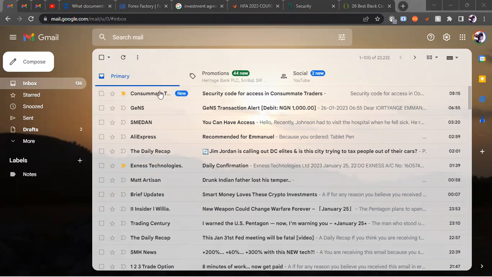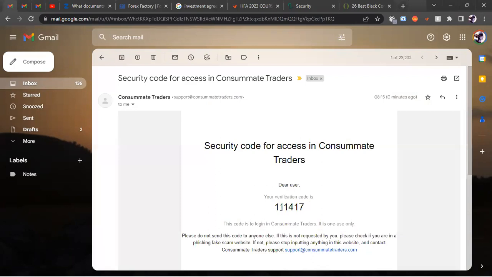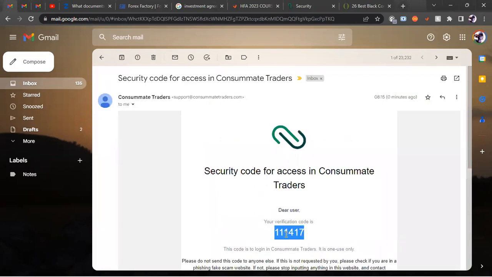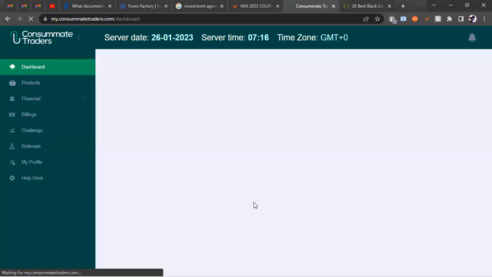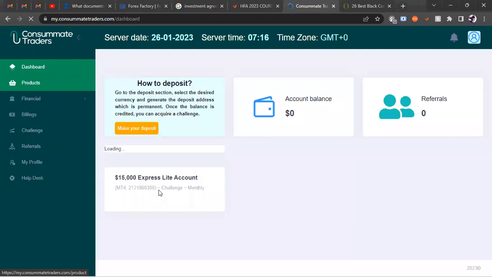My execution time frame is the 15 minutes, but where I get my zones is on the 1 hour time frame. How I enter, or where I get my entry confirmation, is on the 15 minutes. Yeah, so this is it.